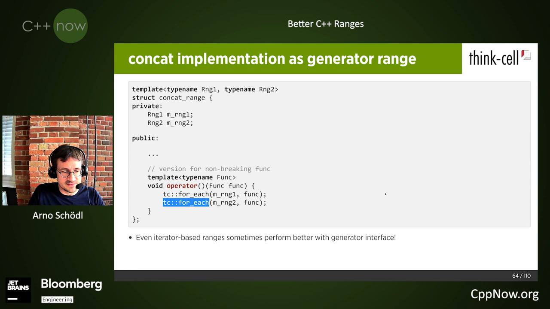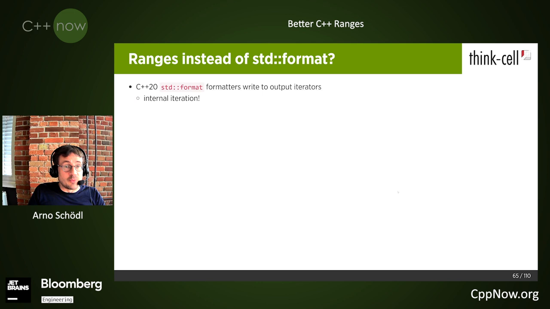Okay. Now what else can we do with ranges? There is a new std format in the standard library, and it writes actually to output iterators. Now, output iterators are a form of internal iteration, because you are calling the star it assignment for every single item that you're producing, and you're essentially offering that element to be appended somewhere. And that offering is really internal iteration.